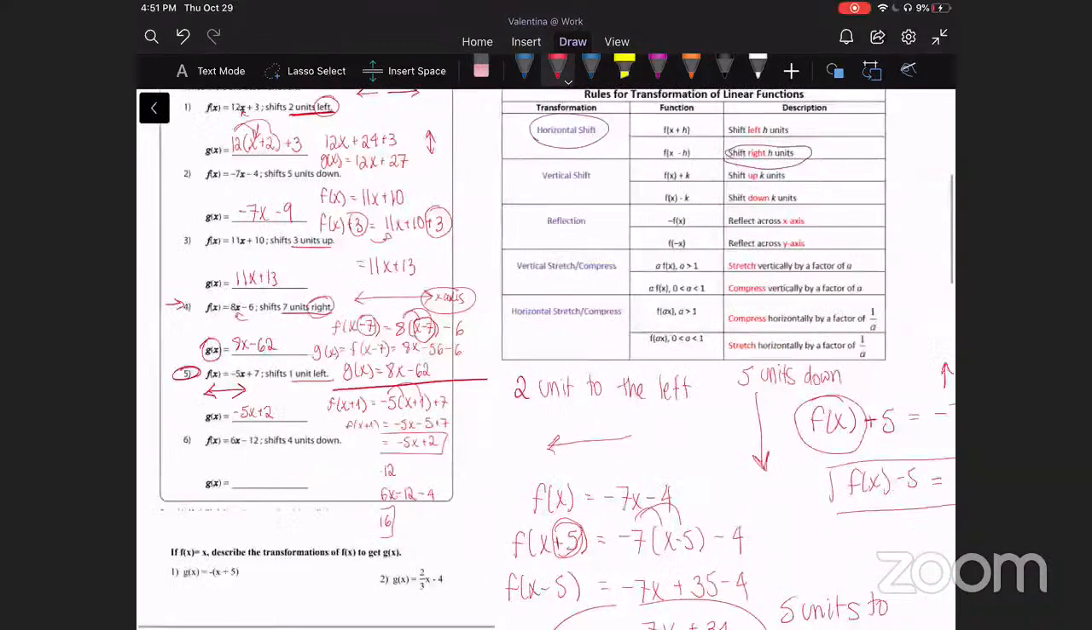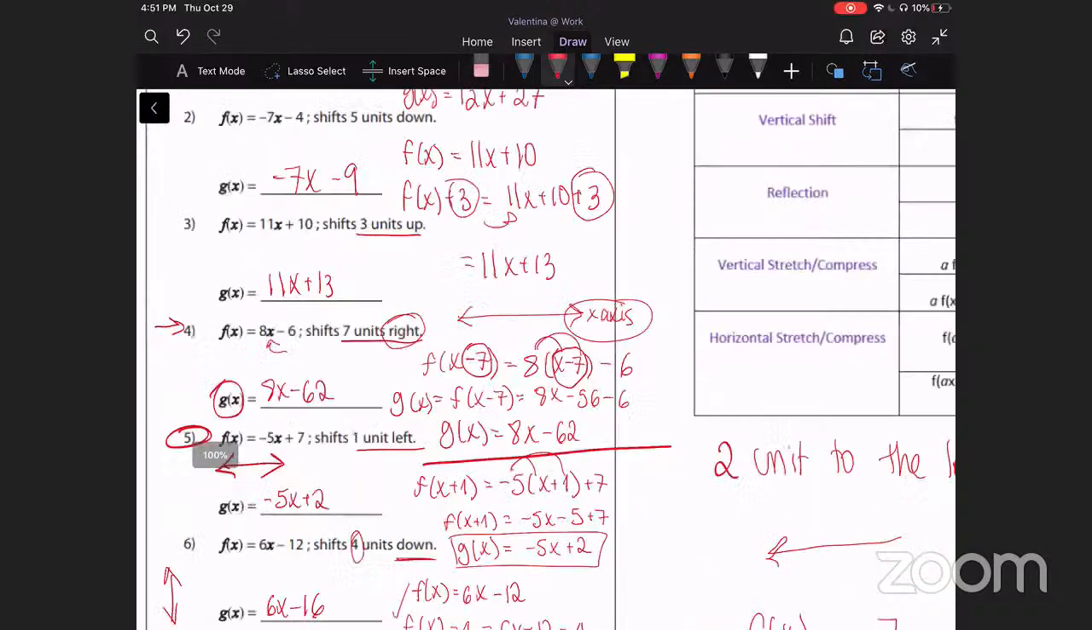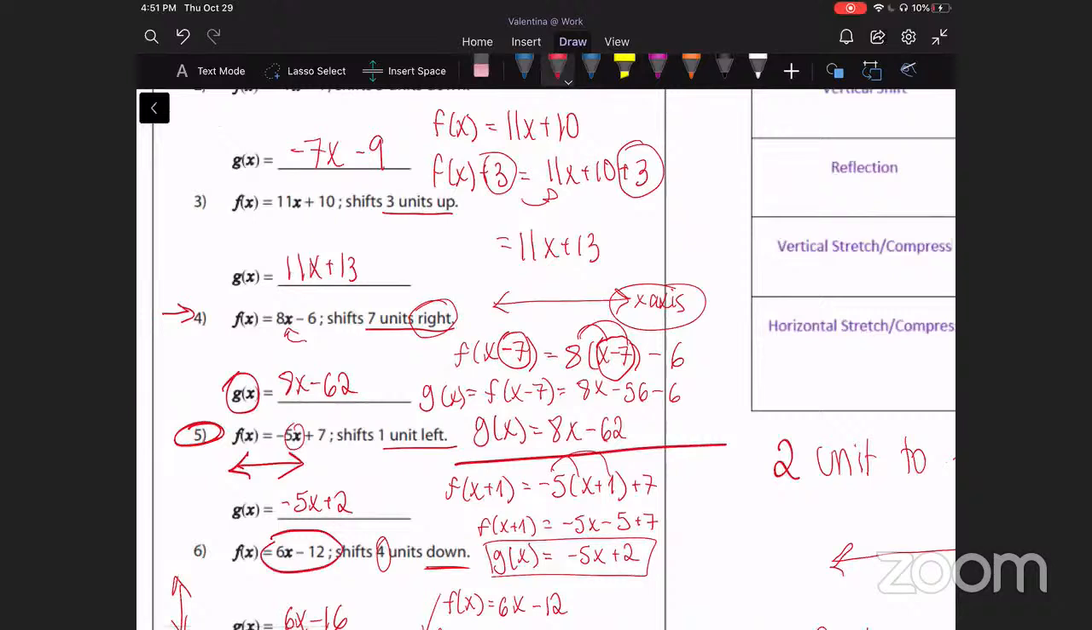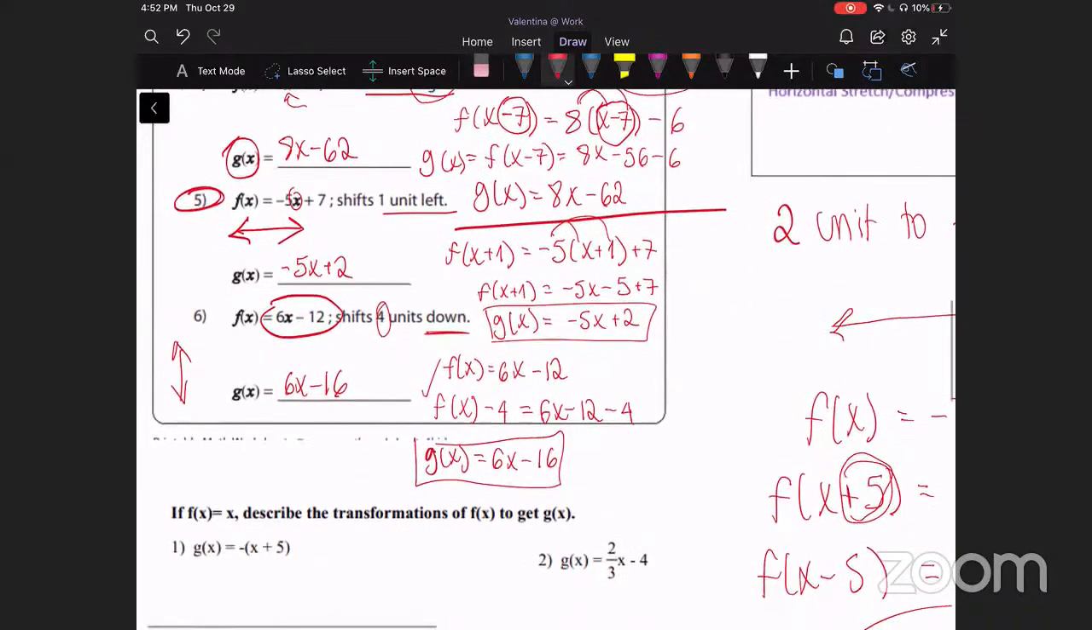So basically from here, we learned that if you're moving up and down, you would do the whole thing, adding or subtracting to the whole function. And if you're moving to the left or to the right, you would just do it to your x value. If you want to move to the left, you would add. If you want to move to the right, you would subtract. If you want to move down, you subtract. And if you want to move up, you add.